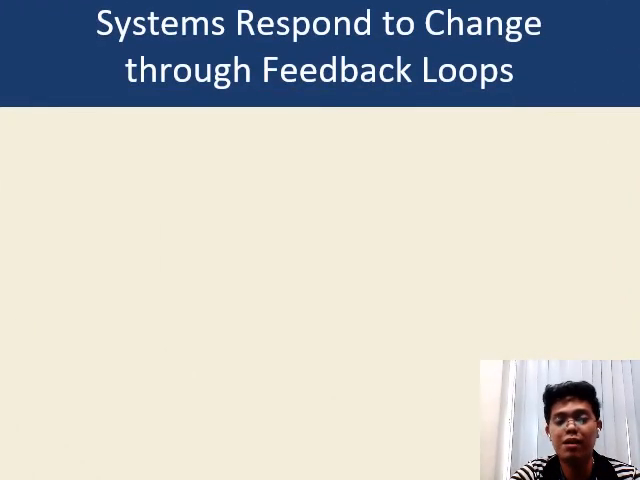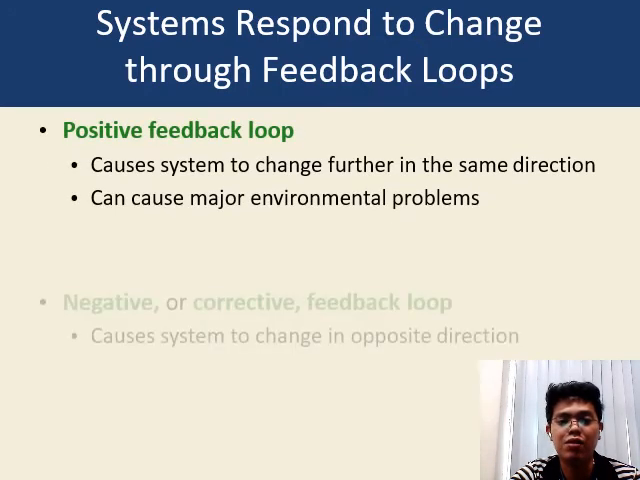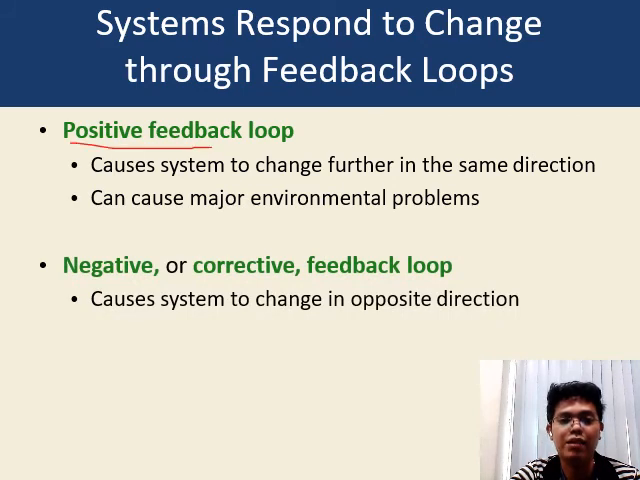Now, systems respond to feedback loops. It can be either positive feedback or negative feedback. Positive feedback causes a system to change further in the same direction. For example, in a forest ecosystem, humans cut some trees. That causes a change, and that change could lead the forest ecosystem to degrade further in the same direction, the straight direction. So it can cause major environmental problems.